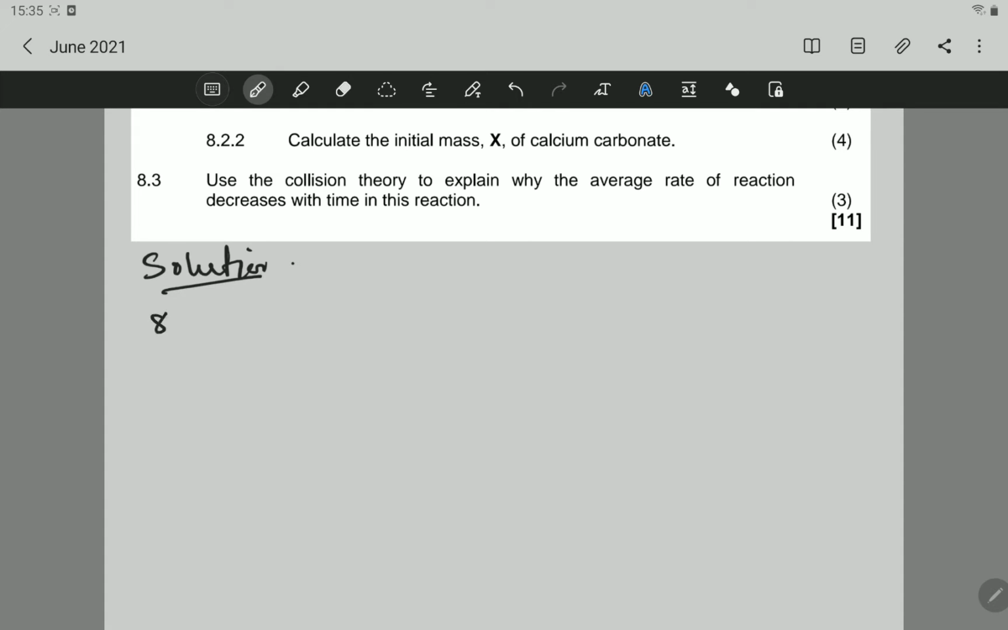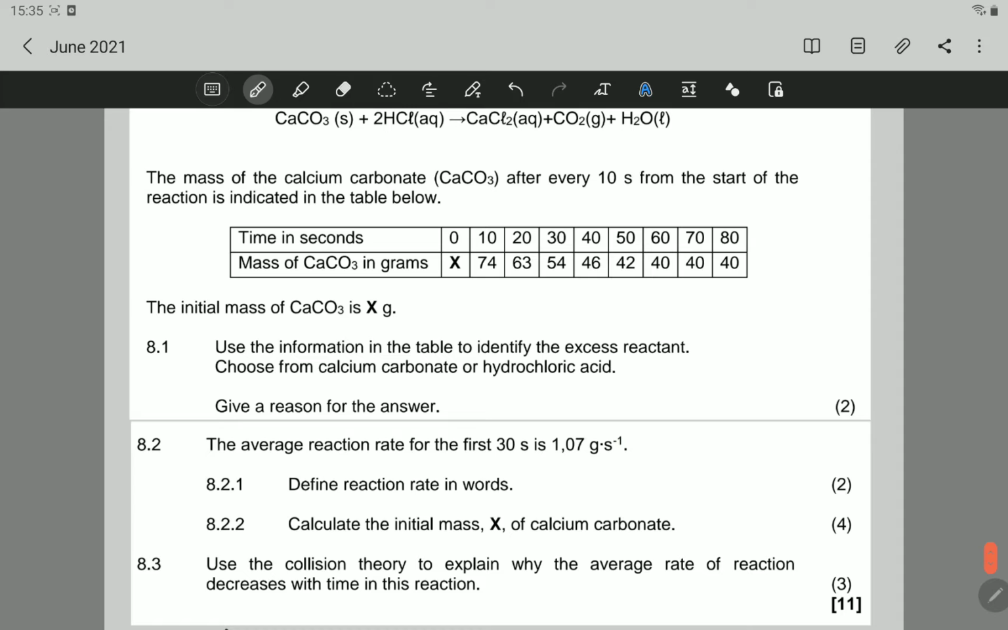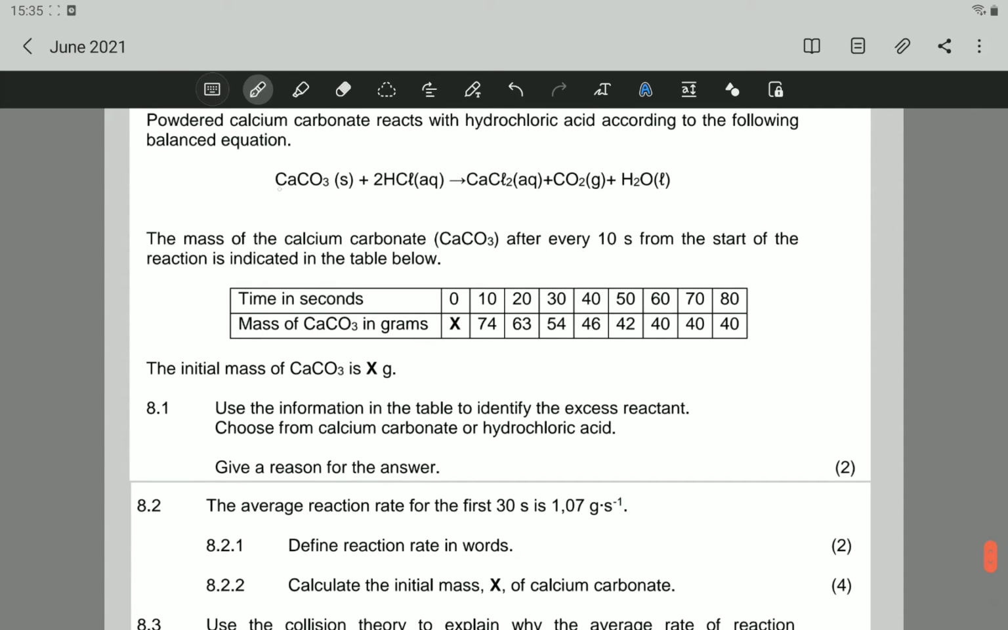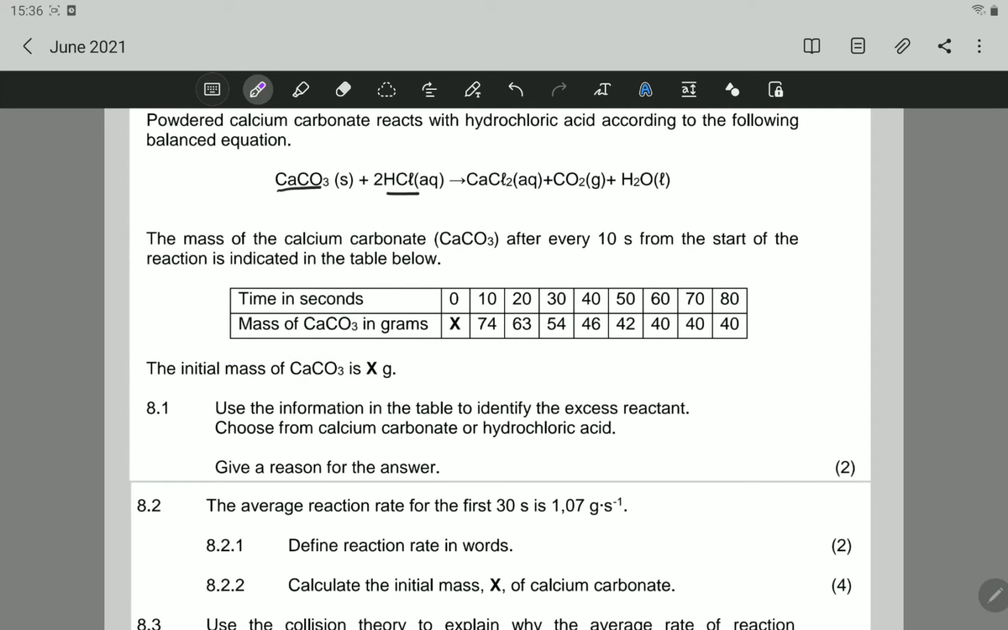Now, let's go to the solution. Solution. 8.1. We have to identify the excess reactant. Remember, you have two reactants. One of them is calcium carbonate, the other one is hydrochloric acid. One of them is finishing first. Now, we have to go to the table. We have to go to the table and see what happened with time for the calcium carbonate.